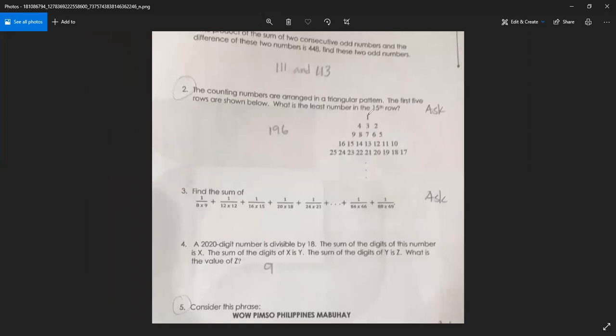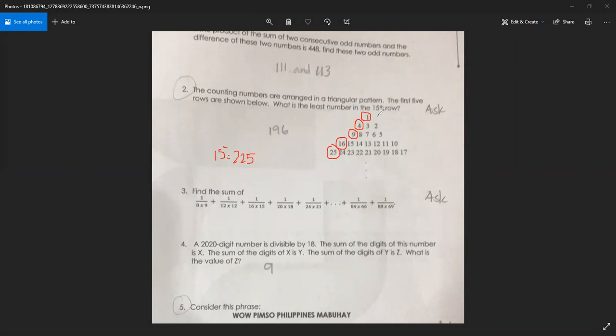the numbers here are actually square numbers, correct? If these numbers are square numbers, then on the 15th row we will simply identify 15 squared, correct? And what is 15 squared? 15 squared is actually equivalent to 225.